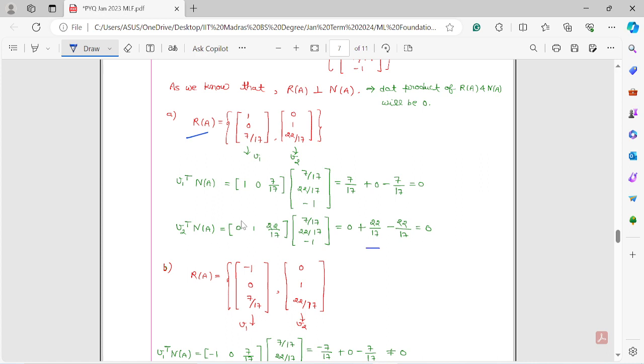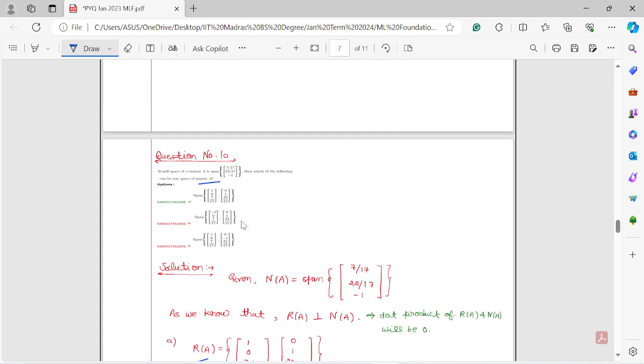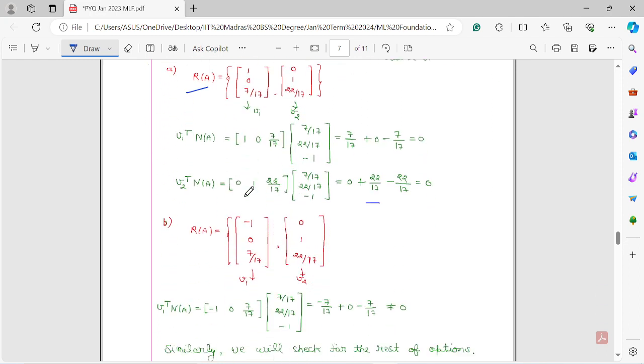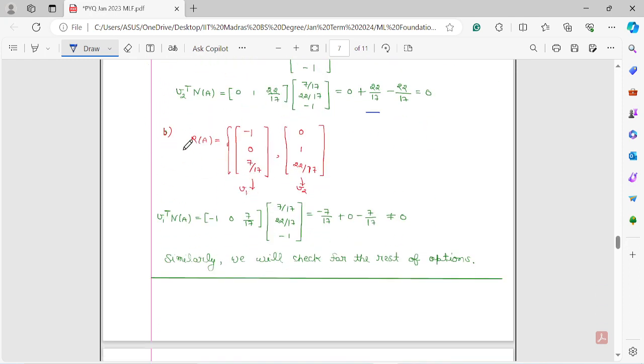and we calculated the dot product, which is 0, and for the v2 vector it is also 0. Since the dot product of the row space of A and the null space of A is 0, this is our correct option, so this can be the row space of matrix A. So the first option is correct, and you can similarly check the other options.